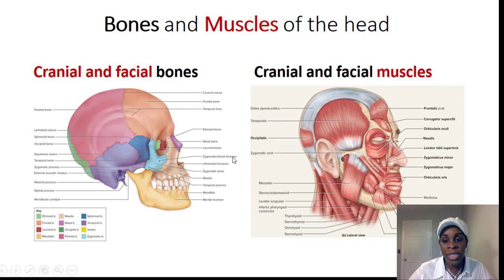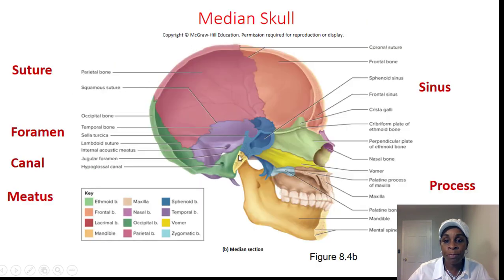So you see all the bones at the left and the right. Next, we have the medial view here. What is the difference between a sinus and a foramen? A sinus is the air-filled space in the bone. It means there are empty spaces in your bone. They have nothing in there, right? They just have epithelial tissue inside of them, so air can come.